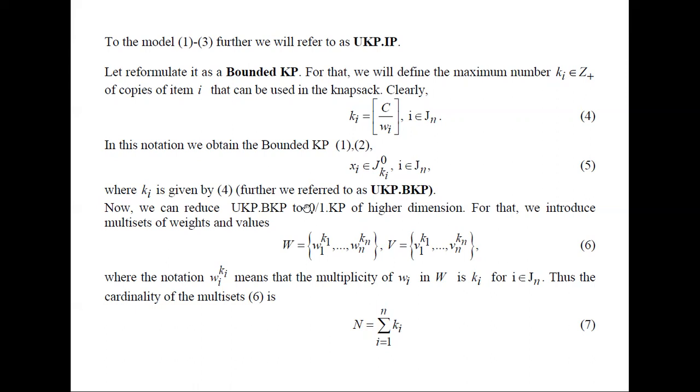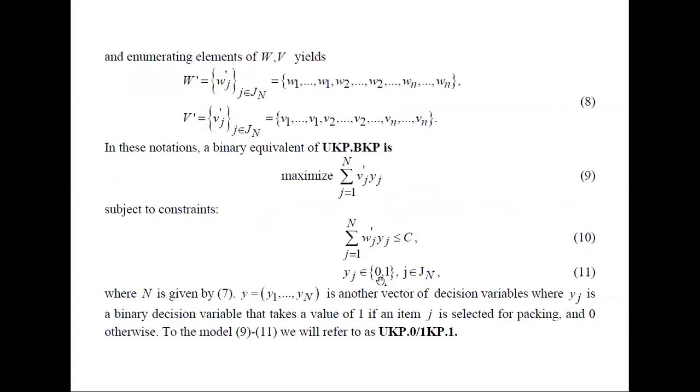we represent this model as a binary knapsack problem, a 0-1 knapsack problem of high dimension. For that, we introduce a multiset. So we take the given number of copies of each of the items and form a multiset. This notation means that w1 is used k1 times, the same here, and we introduce these multisets, whose cardinality is equal to capital N.